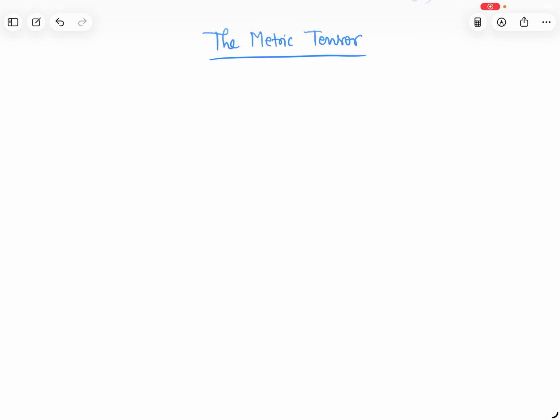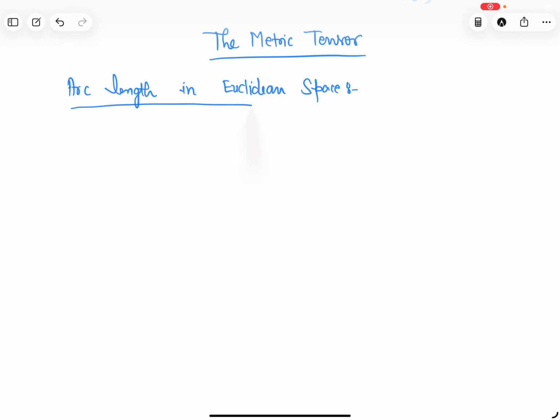So today we are going to study metric tensor. Okay, what is arc length in Euclidean space? What is the meaning of arc length in Euclidean space?